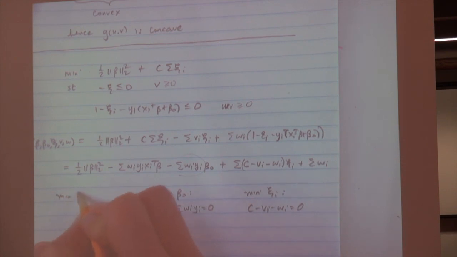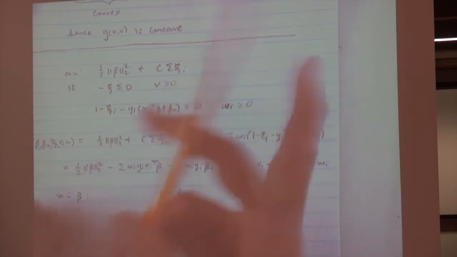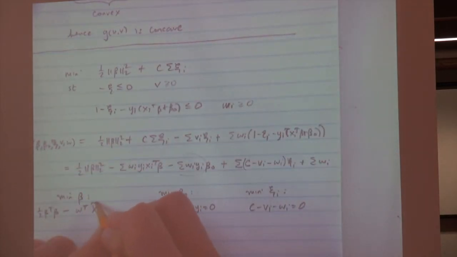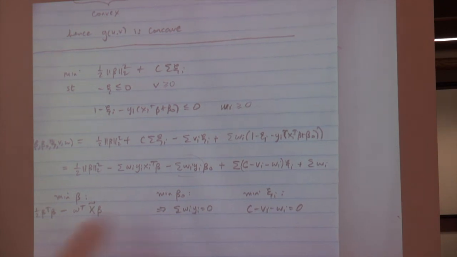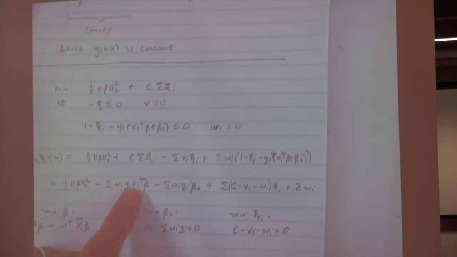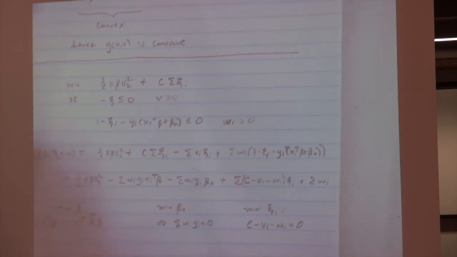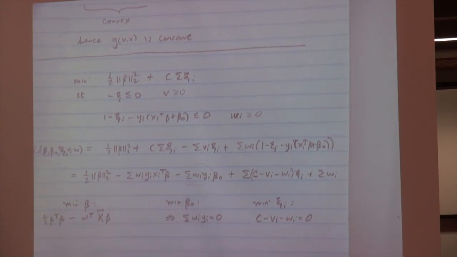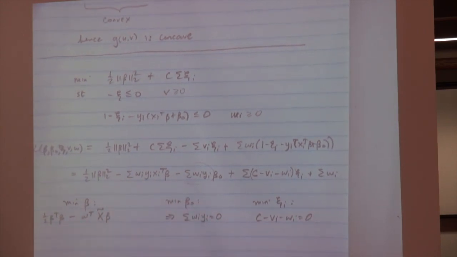How about minimizing over beta? What do I get? Well, I'm going to write this as 1/2 beta transpose beta minus w transpose x tilde times beta. X tilde is the matrix x, but where I've multiplied each row by yi. I just alter the sign of each row by multiplying it by yi. Just for notation, it's cleaner to write it that way. Then this term becomes w transpose x tilde, the matrix x tilde times beta.